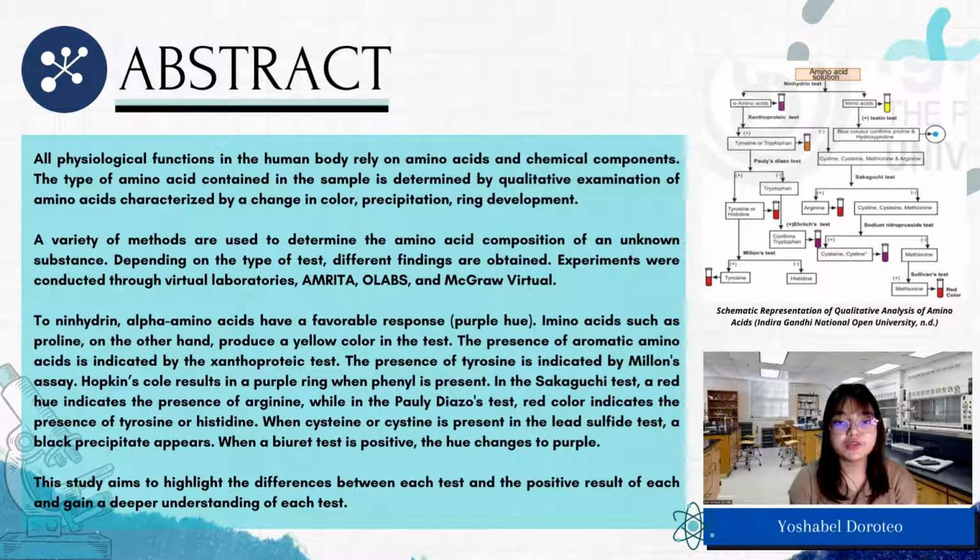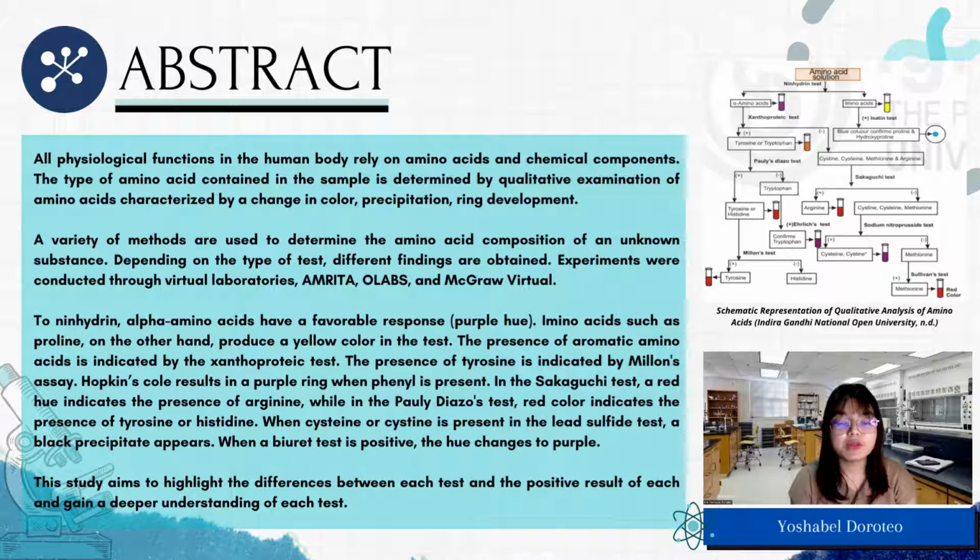This study used different virtual laboratories like Amrita, McGraw, and OLabs to gain knowledge and to explore the different theories of each test. In determining which amino acid is present in an unknown sample, there are numerous tests available and each test reacts differently.